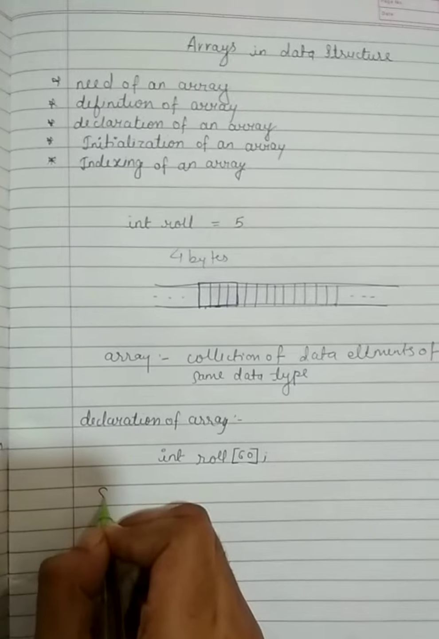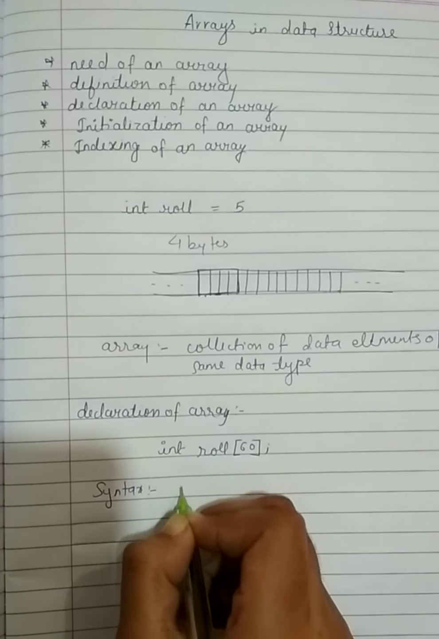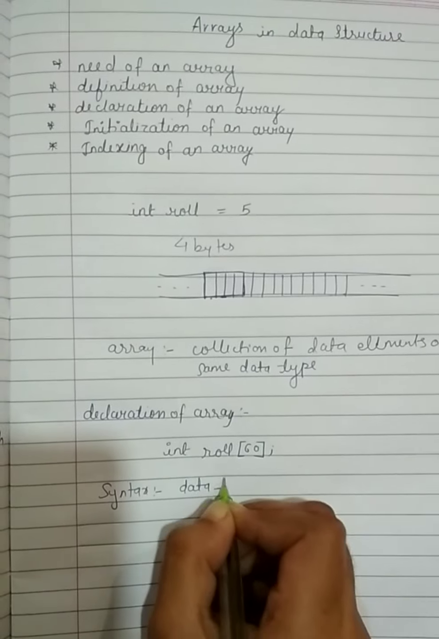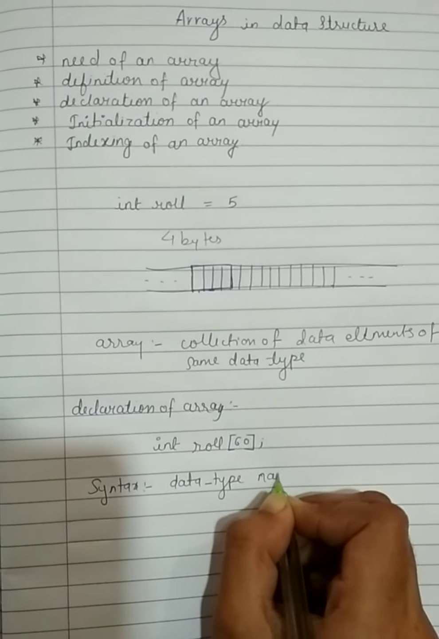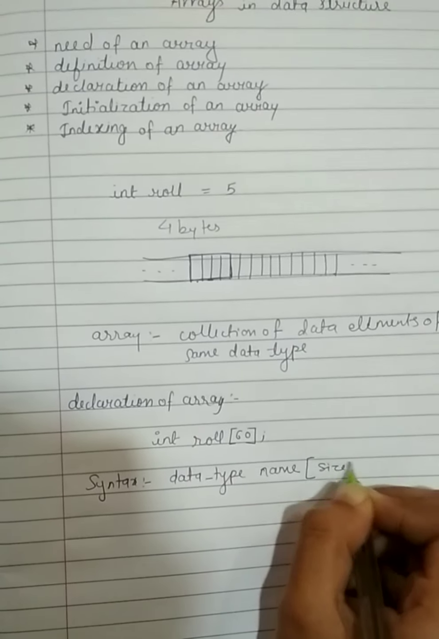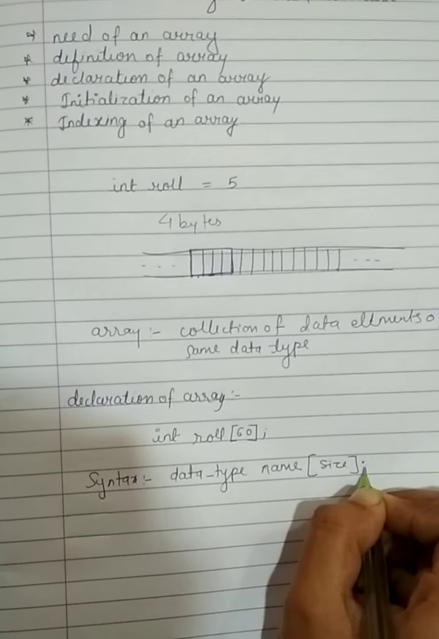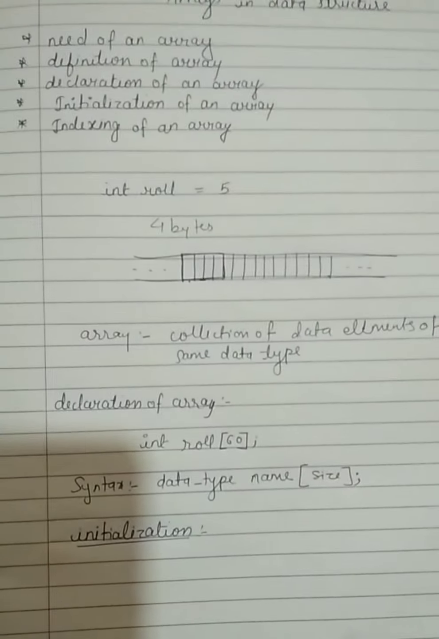So the syntax would be what? Data type, then name, and then size, semicolon. So this is the syntax to declare an array.